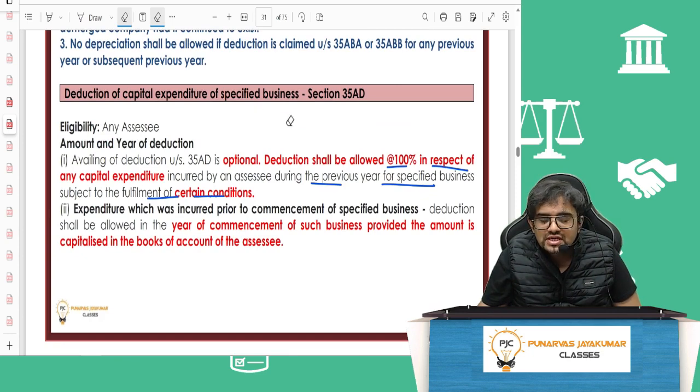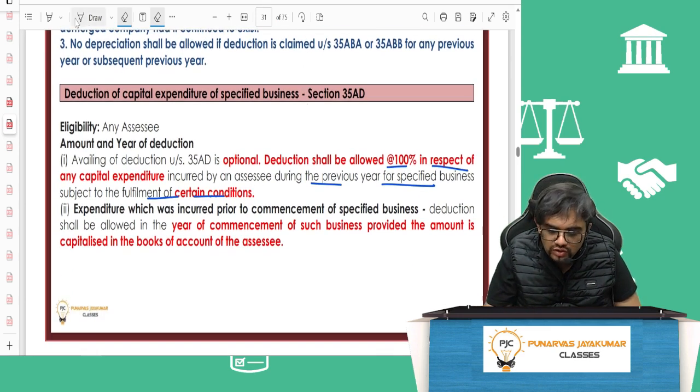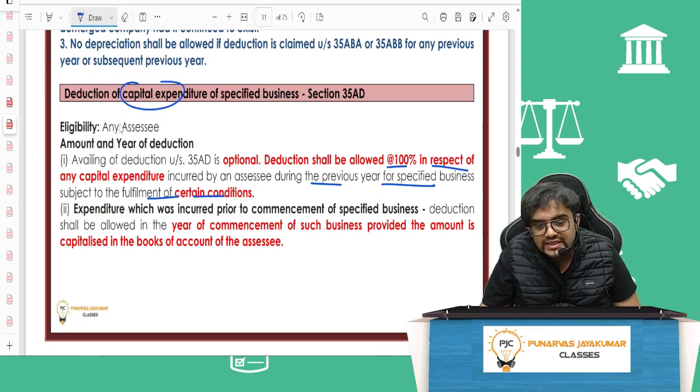So guys, this is regarding specified business. There are only a few set of specified businesses with which you will get deduction. Mind you, the deduction here is purely on capital expenditure and not revenue expenditure. This is available to any assessee. And what is the amount allowed? Any amount that is debited to the P&L account with respect to the capital expenditure.